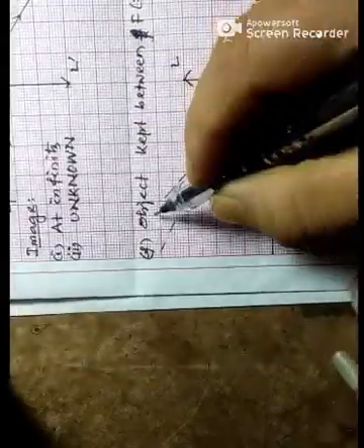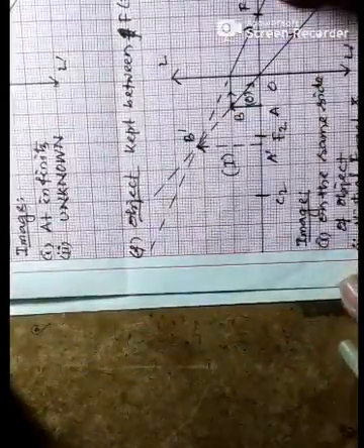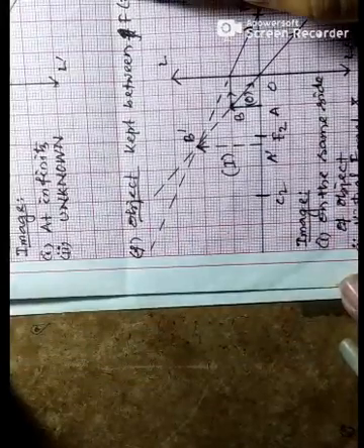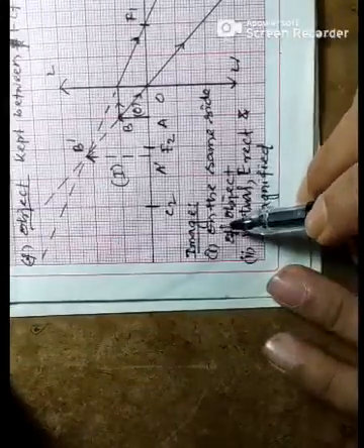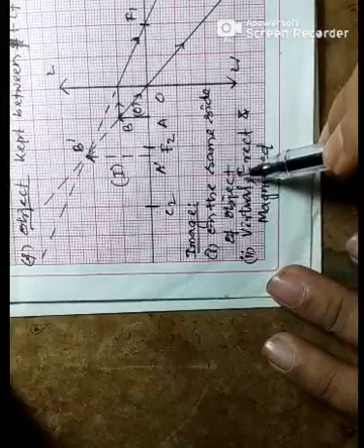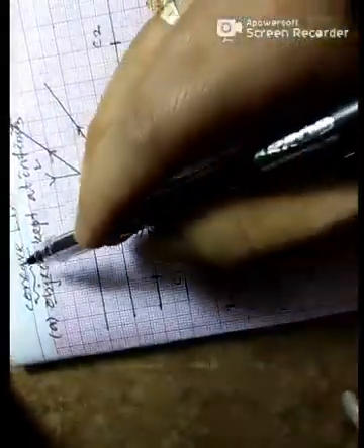Then last is what? The object kept between focus and optic center, means within focal point. So we will see there that the image is forming on the same side of the object. It is virtual, erect and magnified.